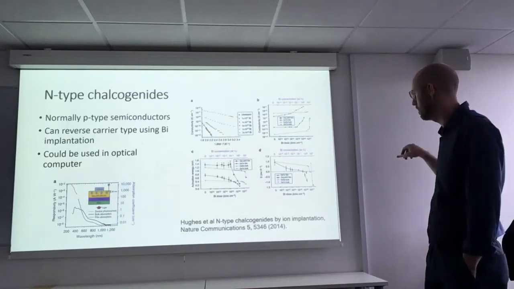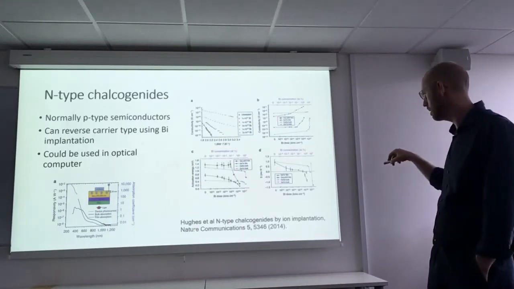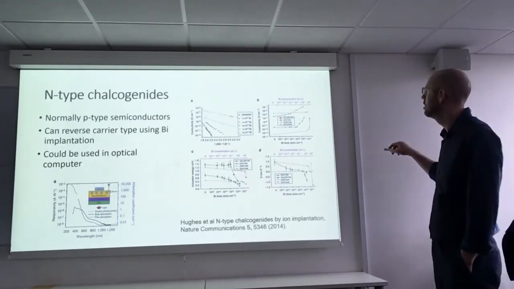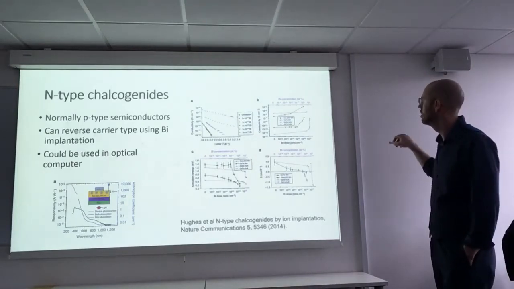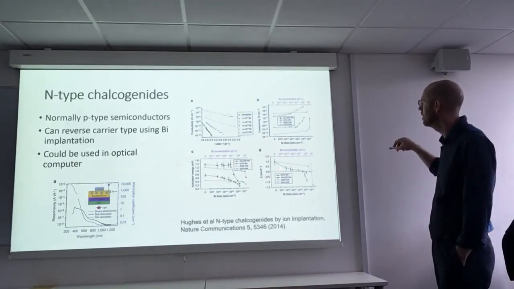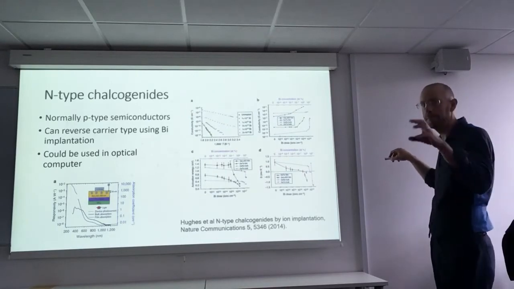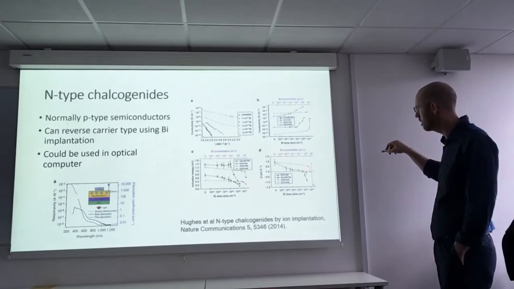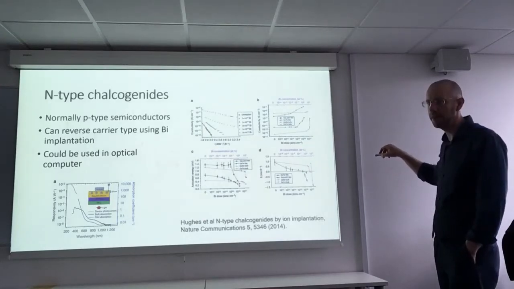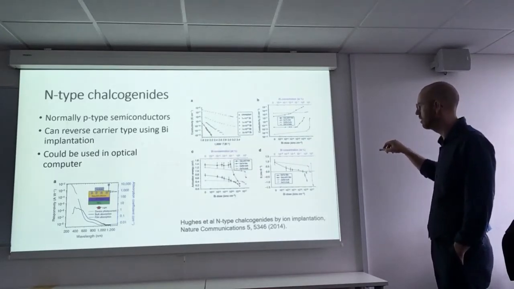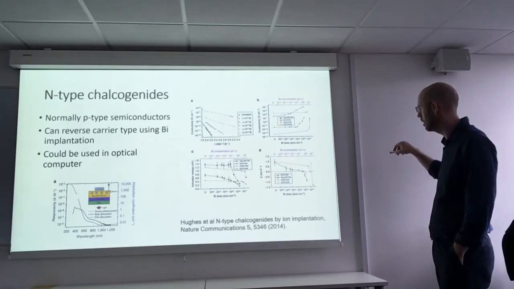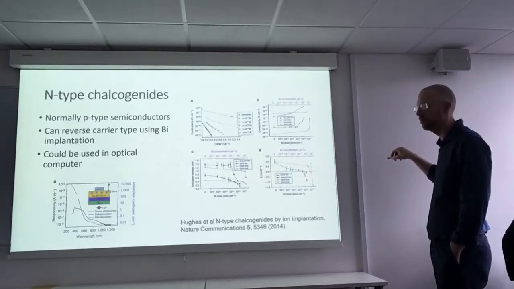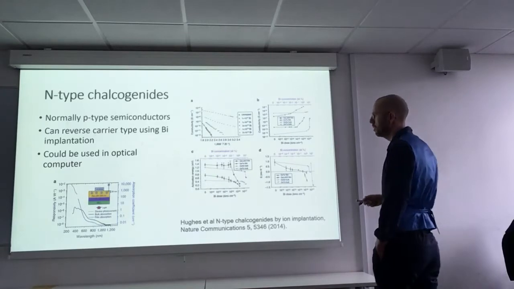And this is some graphs from the publication, which is in Nature Communications. So as we increase the dose, so the amount of bismuth we're implanting, we get this reversal in the sign of what we call the Seebeck coefficient. So this is just telling us, this is P-type, this is N-type, and we managed to get N-type for the first time anyone had ever reported it.